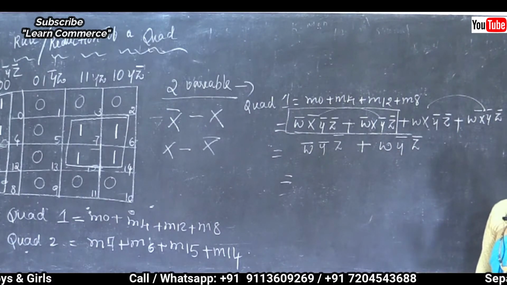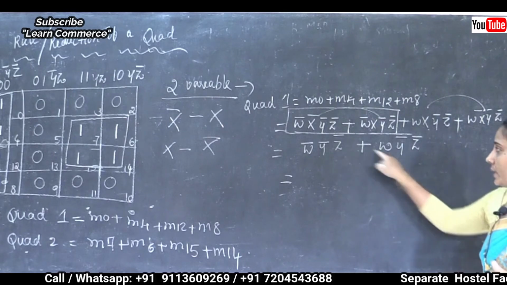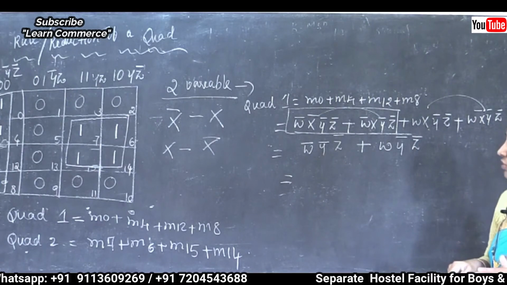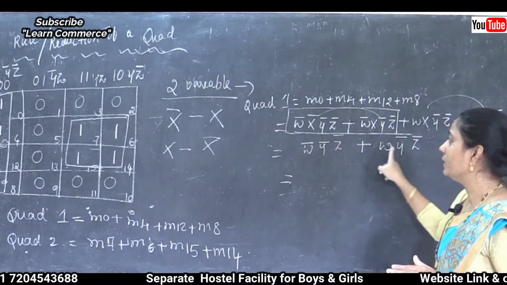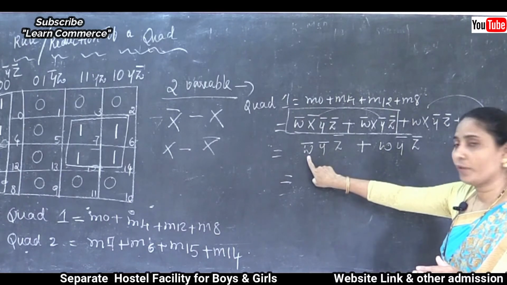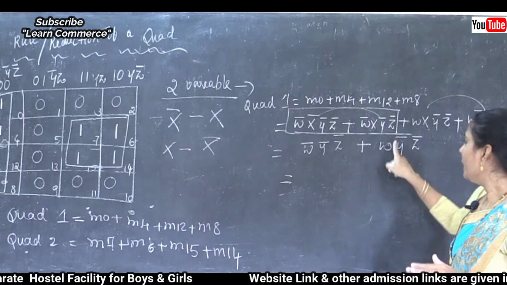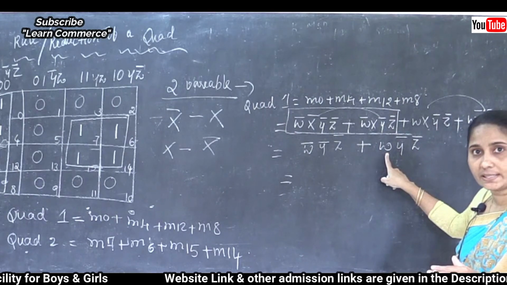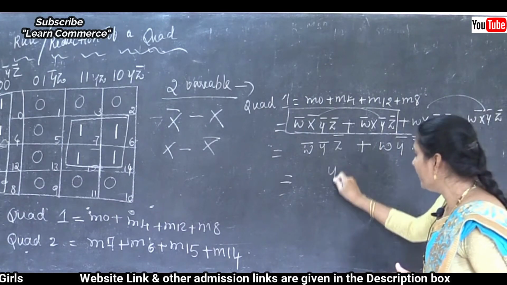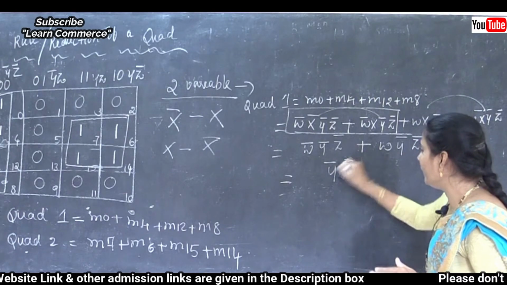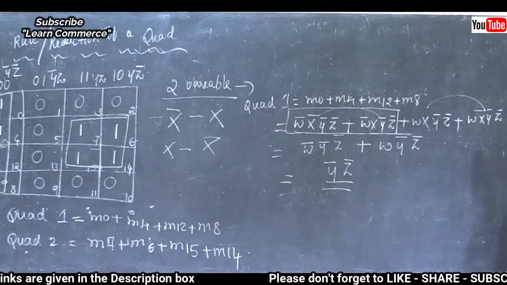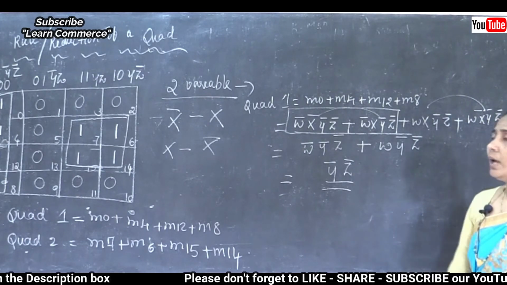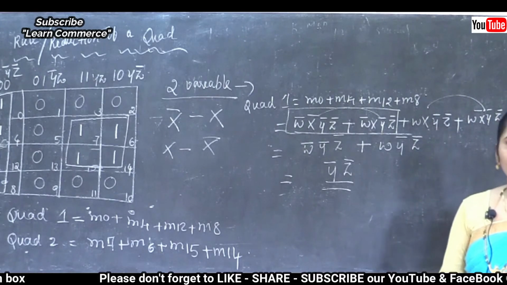After that, we check the result of 1 and 2 and the result of 3 and 4, and later again we need to check it. Finally we get, because here some changes are there. In the first expression complement W, in the second expression W only is there. So we need to remove it, and finally we show the answer, that is complement Y and complement Z. So we can say that a quad removes 2 variables only.